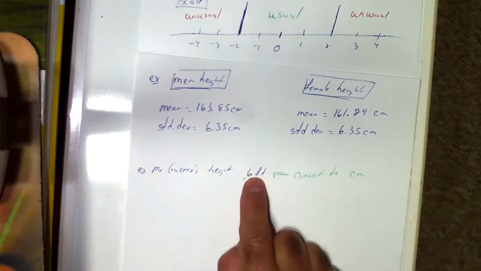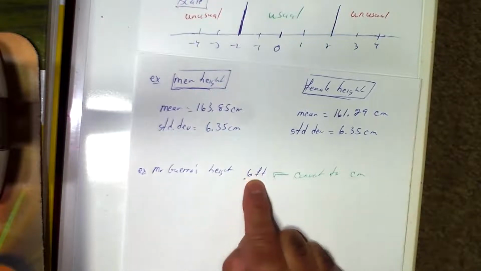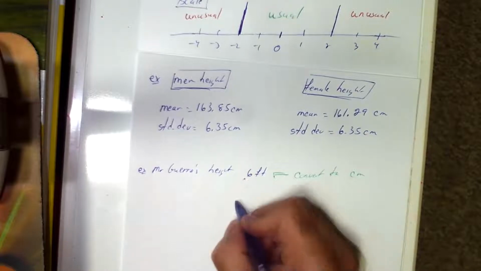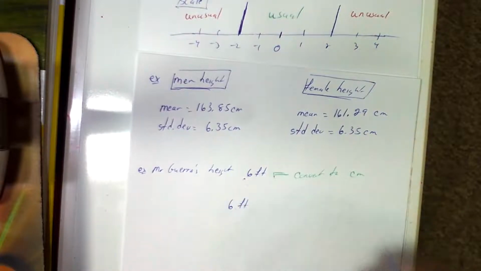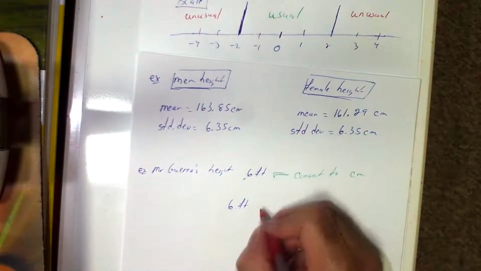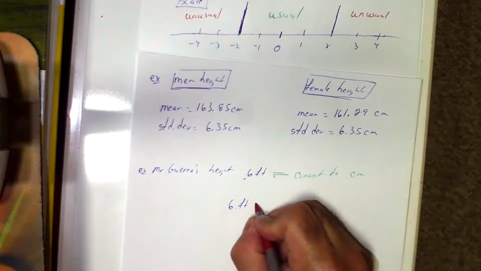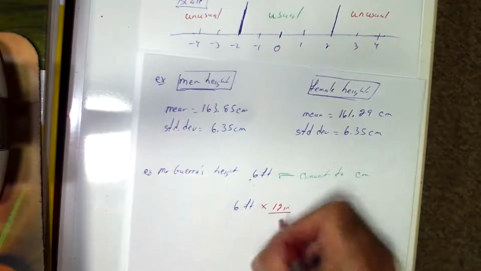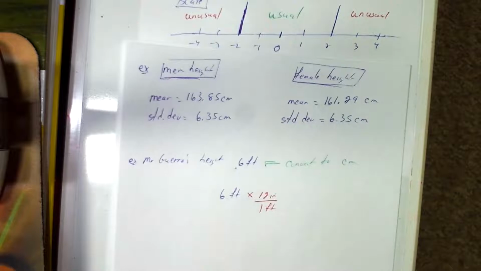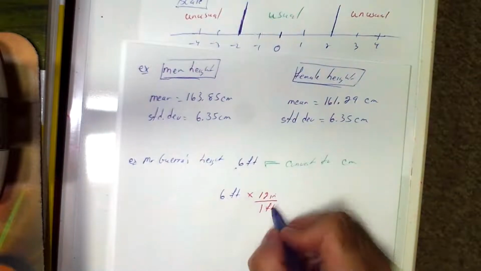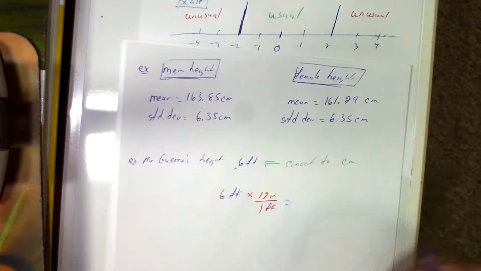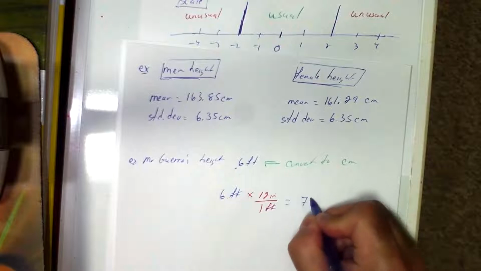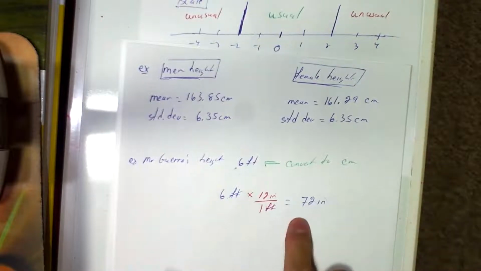Well, I do know how to convert feet to inches, so I'm going to convert my feet to inches. So I multiply 6 feet times 12 inches per 1 foot. The feet cancel out, and that gives me 72 inches. So I converted to inches.